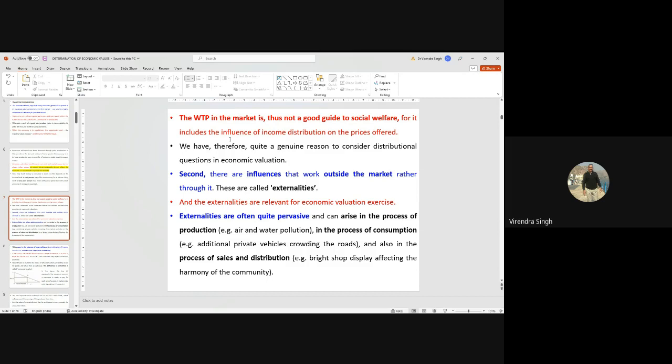Similarly, in the process of consumption, externalities may result in additional private vehicles crowding the road constructed for this project's purpose. Or in distribution, bright shop displays may affect the harmony of the community. So these externalities arise outside the market actually, and because of these externalities, market price may not reflect a true value.